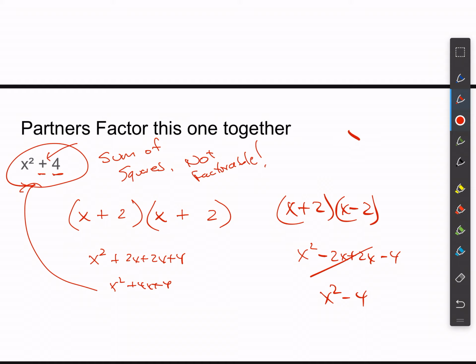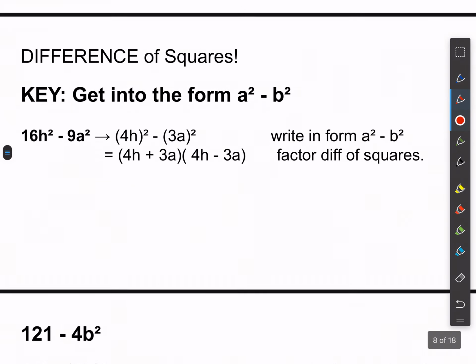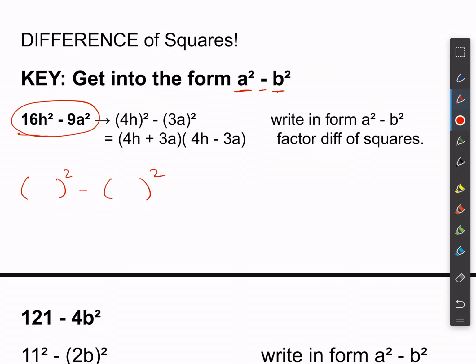Okay, if they gave us this problem, that is factorable. And it's because of this idea that we created up here. Okay, so the difference of squares is what we're talking about here. Okay, the key is to get something into the form of something squared minus something squared. So here, if we're given something like this, we want to write it as something squared minus something squared, in parentheses, squared.